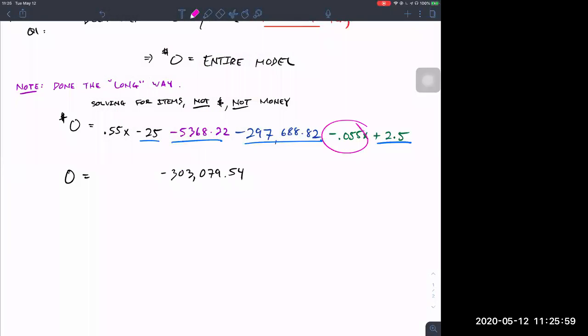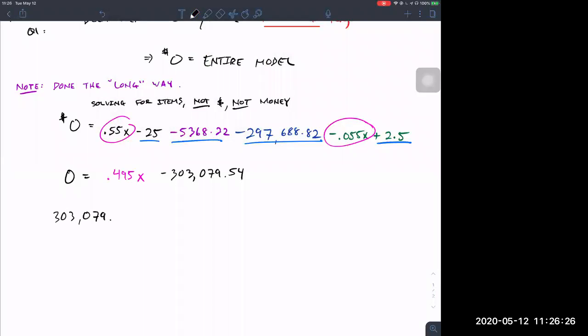And then you have the x's now that you combine. So these come together, and then that will be what? 0.55 minus 0.055, which is 0.495x. Make sure I did that right. Good. And then it's regular algebra, right? You add this 303 to the other side.